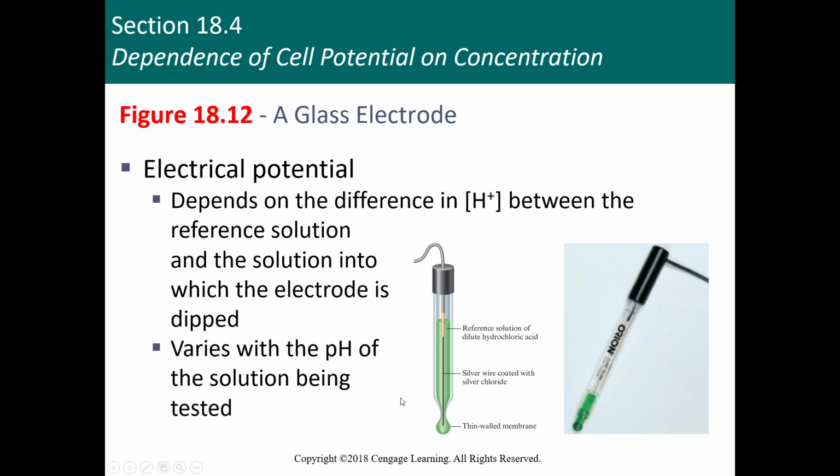So the electrical potential will depend on the difference in H+ between the reference, which is here, and the solution which you dip your electrode into. This will vary with the pH of the solution being tested because, again, pH is just a measurement of the concentration of H+, isn't it?